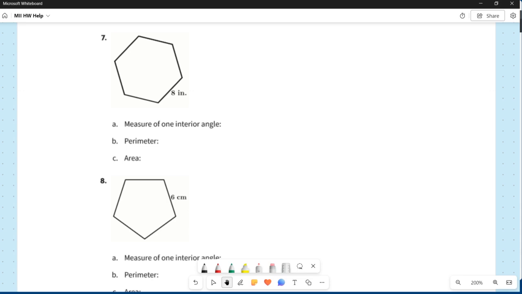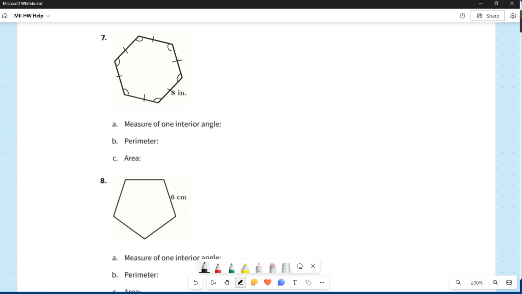So for 7a, we have a 6-sided figure here. A 6-sided figure is known as a hexagon, and because this is a regular polygon, we know that all 6 sides are congruent to each other. We're told that one side length is 8, and so really that means every side length is 8. That's what it means to be a regular polygon. Additionally, all of our interior angles are congruent. So a 6-sided figure has 6 interior angles, and all 6 of them are the same measure.